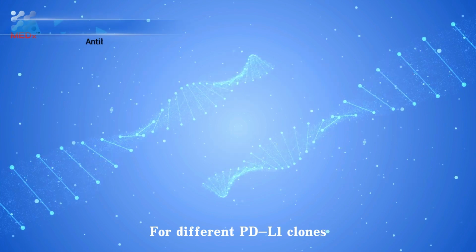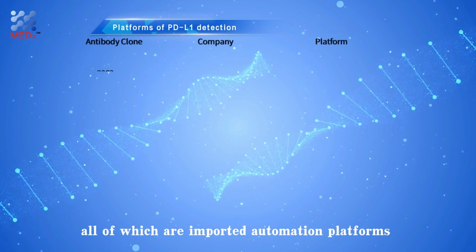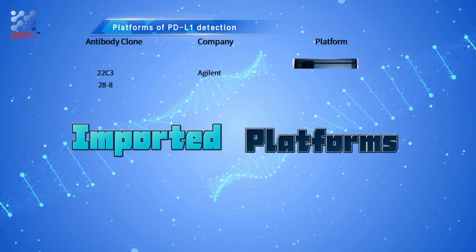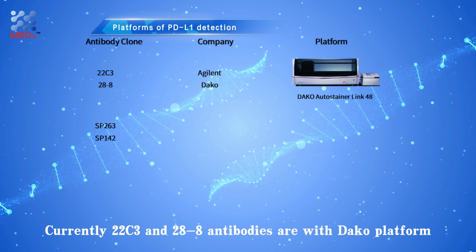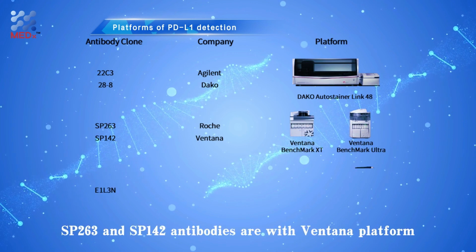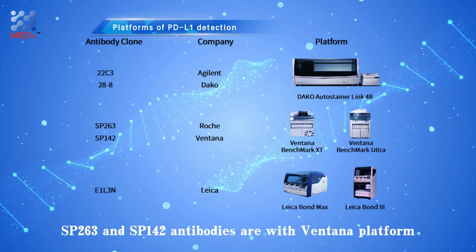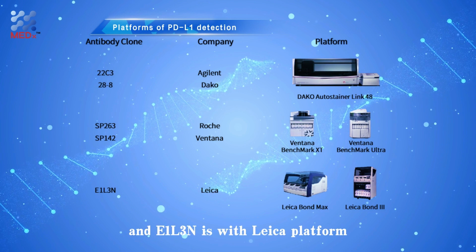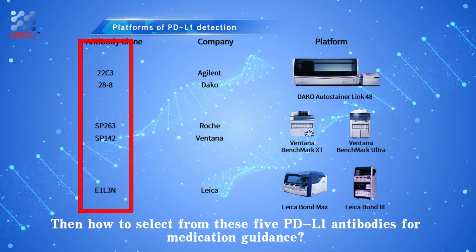For different PD-L1 clones, there are corresponding detection platforms, all of which are imported automation platforms, the so-called 3 mainstream platforms on the market. Currently 22C3 and 28-8 antibodies are with the Dako platform, SP263 and SP142 antibodies are with the Ventana platform, and E1L3N is with the Leica platform. Then how to select from these 5 PD-L1 antibodies for medication guidance?